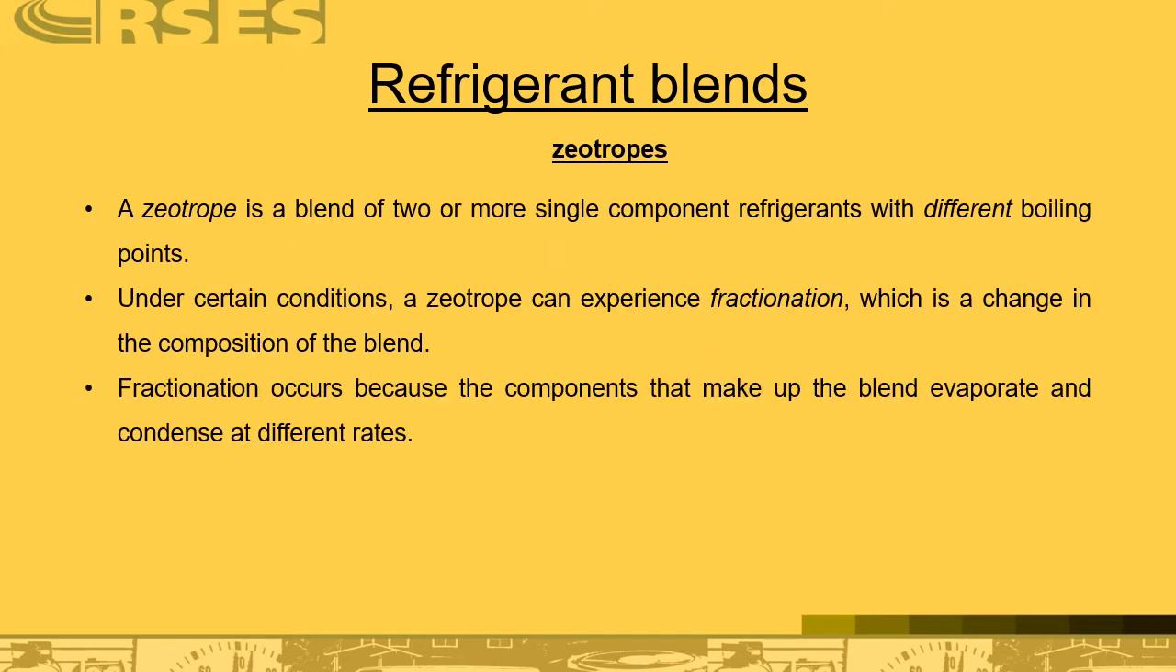A zeotrope is a blend of two or more single component refrigerants with different boiling points. Under certain conditions, the zeotrope can experience fractionation, which is a change in the composition of the blend if a leak occurs. Fractionation occurs because components that make up the blend evaporate and condense at different rates. This could definitely be a problem if a leak occurs in the system.